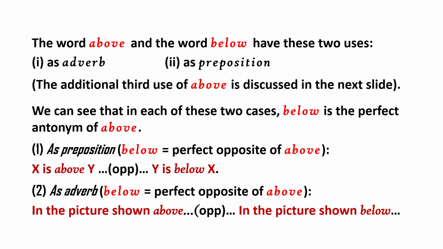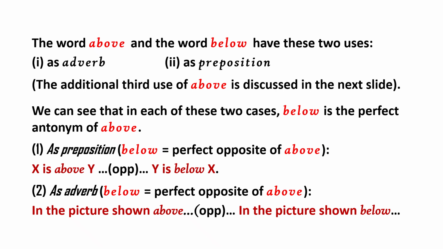As adverb, below is a perfect antonym of above. In the picture shown above, opposite, in the picture shown below. As adverb, perfect antonym. So when you use them as preposition or as adverb, above and below are perfect antonyms. But there is a third use of the word above, in which case it does not have a proper antonym. Let us examine the third use of the word above.